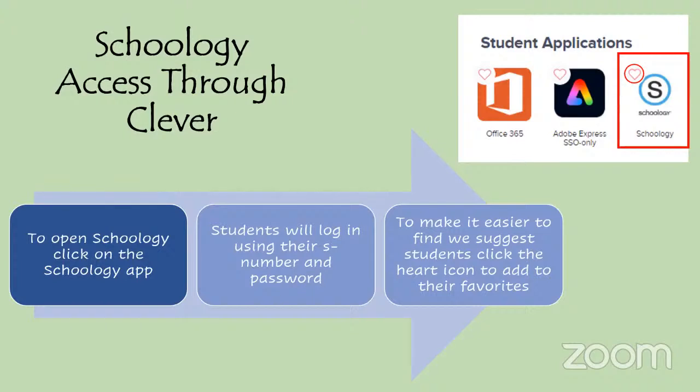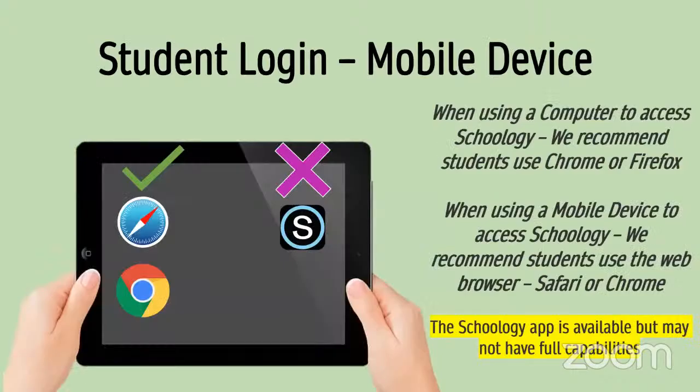We encourage students to click the heart icon at the top of the Schoology app in Clever. This moves the app to their favorites section in Schoology, making it easier to find. The best way to log into Schoology from a mobile device, an iPad or tablet, is to use either Chrome, Safari, or Firefox. The Schoology app is available but may not have full capabilities.